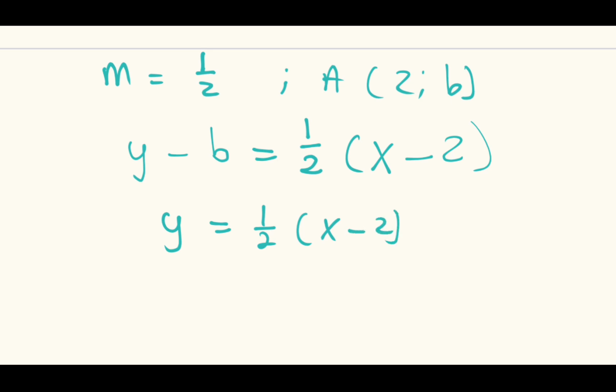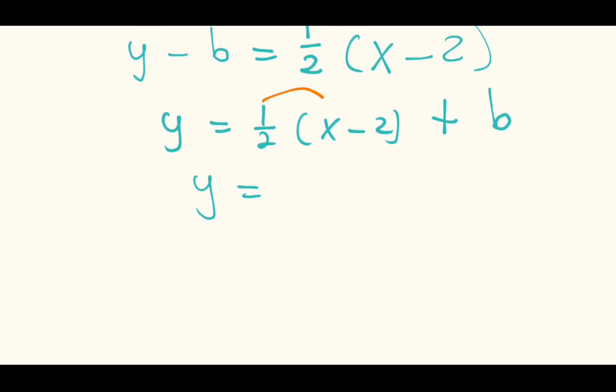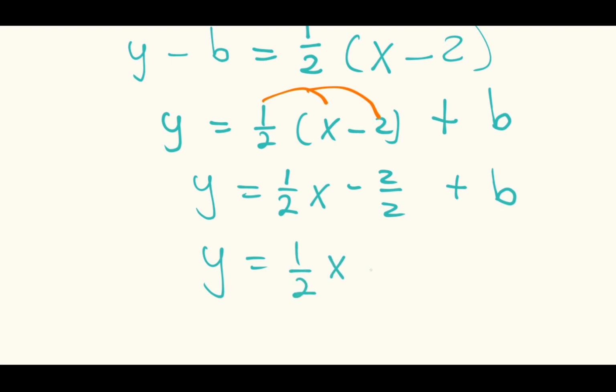So we take the b from the left to the right. It's going to change sign from negative b to positive b. And let's distribute the 1 over 2 inside the parenthesis. So we'll have 1 over 2x multiplied by negative 2 over 2 plus b. So y will be equal to 1 over 2x minus 1 plus b.